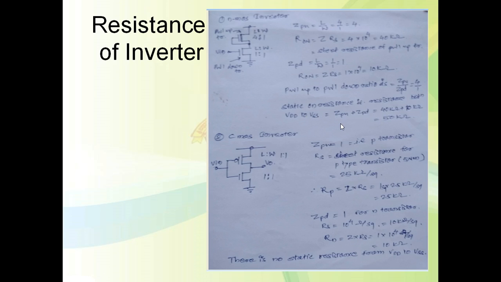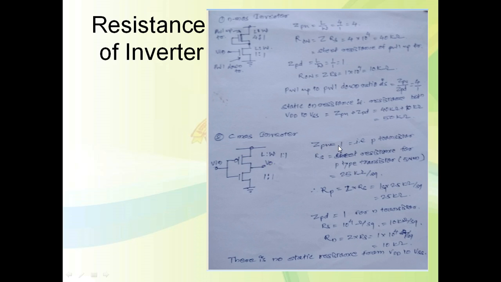Now we will see the resistance offered by the CMOS inverter. You know that the CMOS inverter has one p-type transistor and one n-type transistor. The gates of the p-type and n-type transistors are connected together to form the input, and the two drains are connected together to form the output. So we have to find Z pull-up and Z pull-down. These two transistors have the same length to width ratio of 1:1.